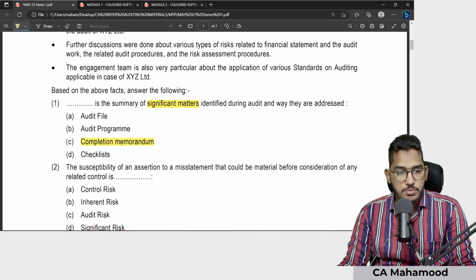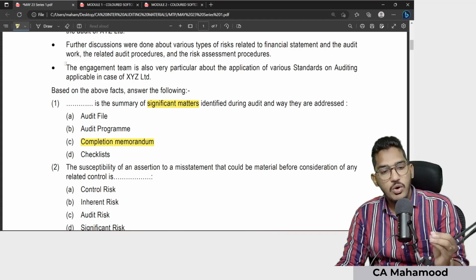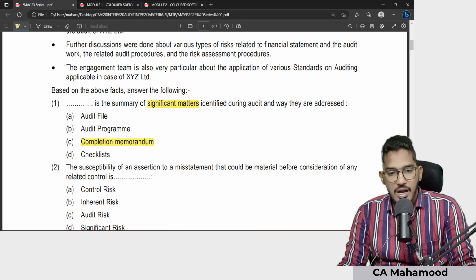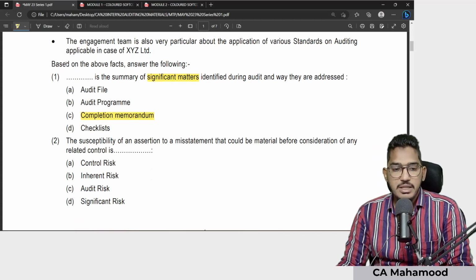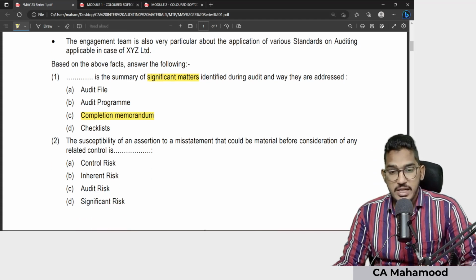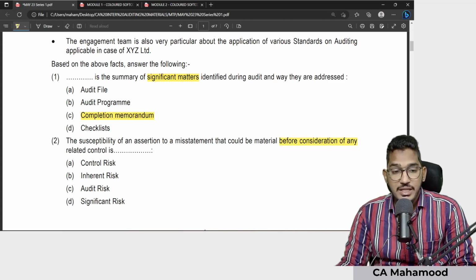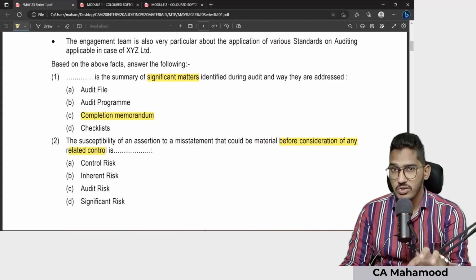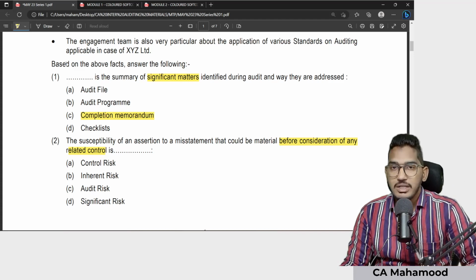Option C will be the correct option. So not audit file, not audit program, not checklist. Completion memorandum or audit documentation summary is the document which contains a summary of significant matters identified during the audit and how they were addressed. Next one, the susceptibility of an assertion to a misstatement that could be material before consideration of any related control is called as what? Before you consider any internal control, that means when there is an absence of internal control, there is a chance of happening of misstatement. What do you call that risk as?